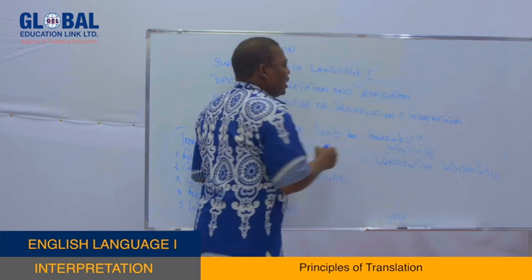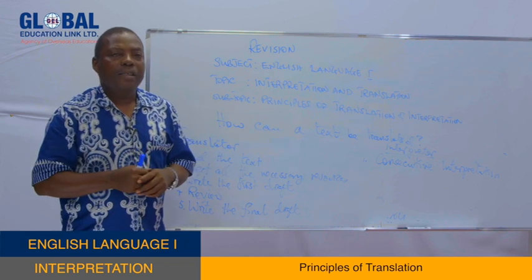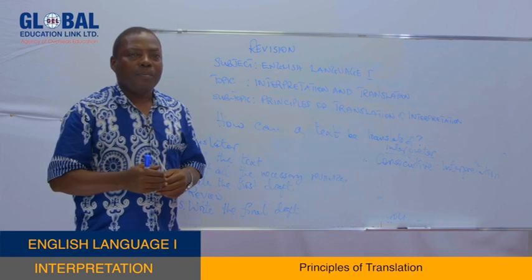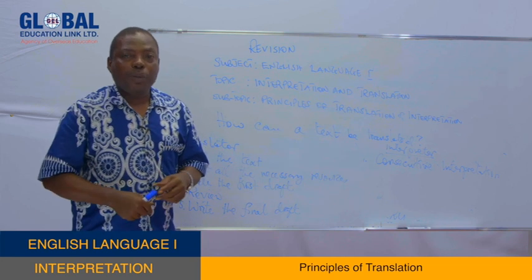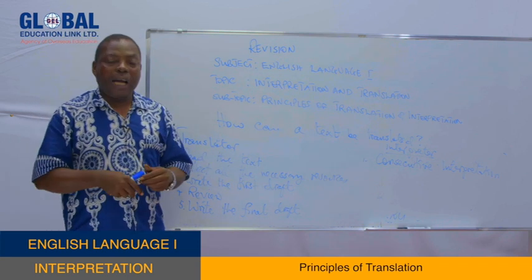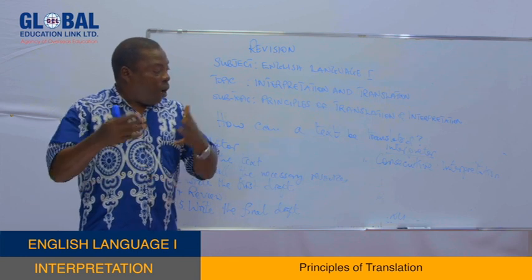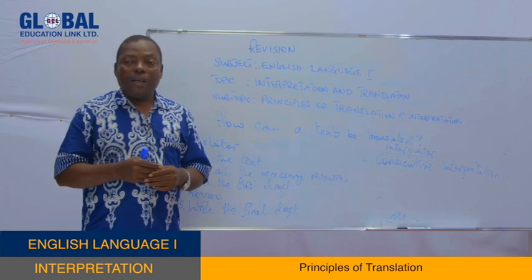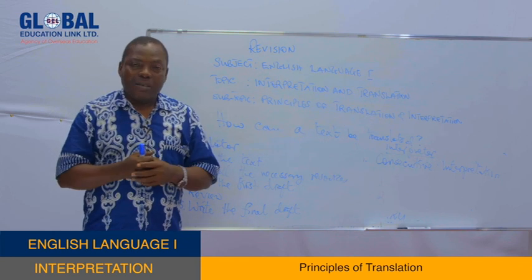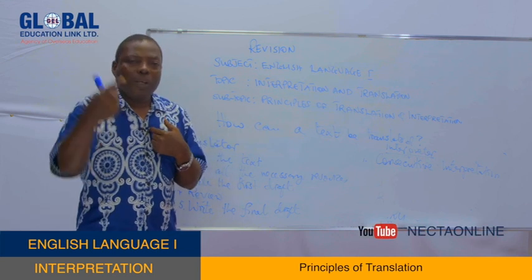We call it consecutive interpretation, where I speak first, and then I give time for my interpreter to speak. We cannot speak at the same time as the other, unless, when they go for translation, I give you in advance what I want you to say, so that when I speak, you also speak.